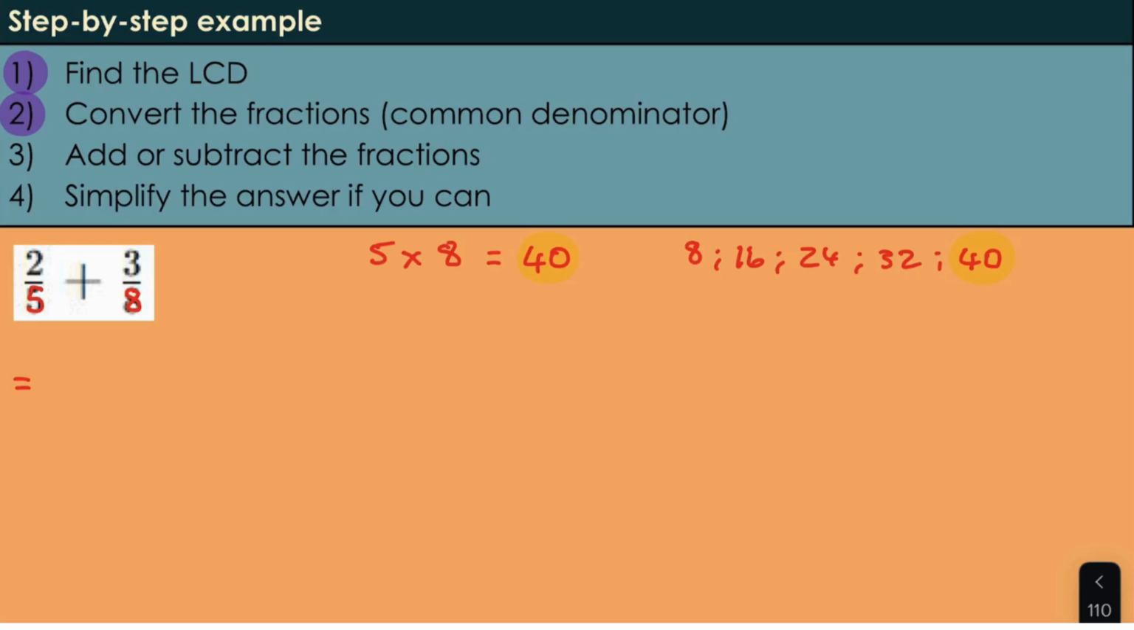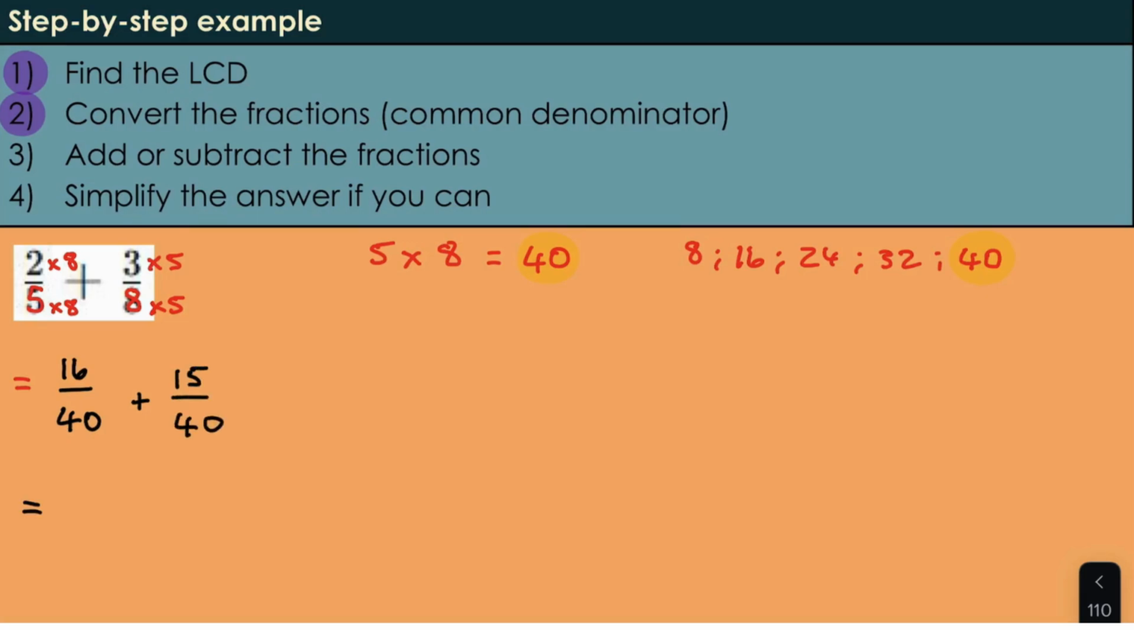Our first fraction, what did we do to 5 to get to 40? We multiplied by 8. What we do on the bottom, we do on the top. Fraction is 16 over 40. Second fraction, what did we do to the 8 to get to 40? We multiplied by 5, and what we do on the bottom, we do on the top. Our second fraction is 15 over 40.